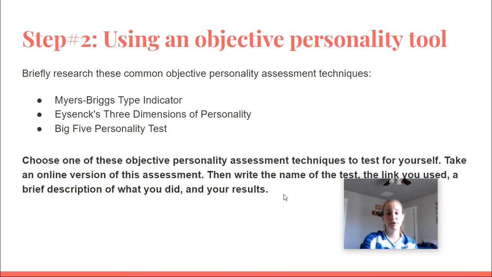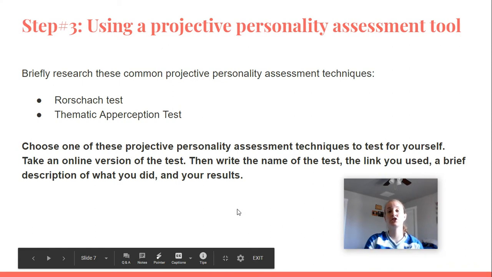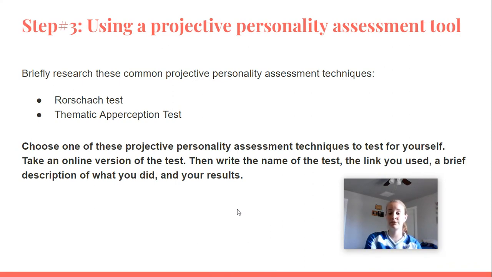The next step, step number 3, is using a projective personality assessment tool. So this is a different type. You're going to learn about each of these assessment types in your readings. So briefly research these common projective personality assessment techniques, the Rorschach test and the thematic apperception test. Choose one of these projective personality assessment techniques to test for yourself. Take an online version of the test, then write the name of the test, the link you used, a brief description of what you did, and your results. So the same thing as last time, but with this different type of test.